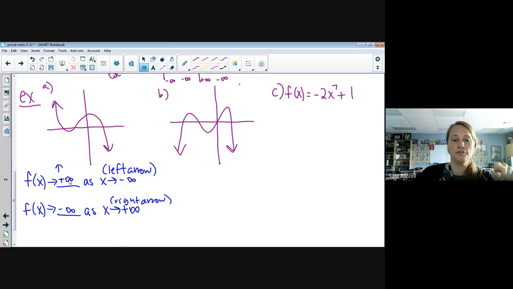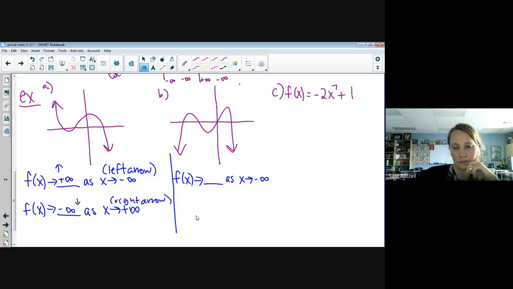So the things that you fill in are the f of x things. The other part comes standard every single time. If you write it in this format, this is just saying what's the left arrow, what's the right arrow. This one was going down. Okay. So let's try the next one. F of x goes to, we'll figure it out in a second, as x goes to negative infinity, and f of x goes to wherever as x goes to positive infinity.